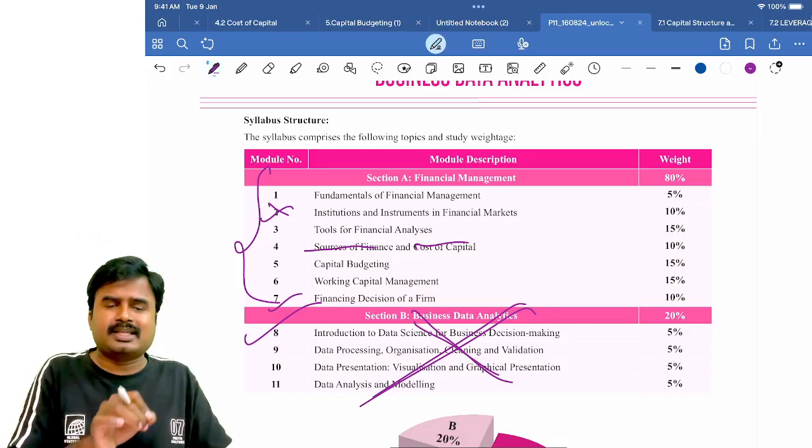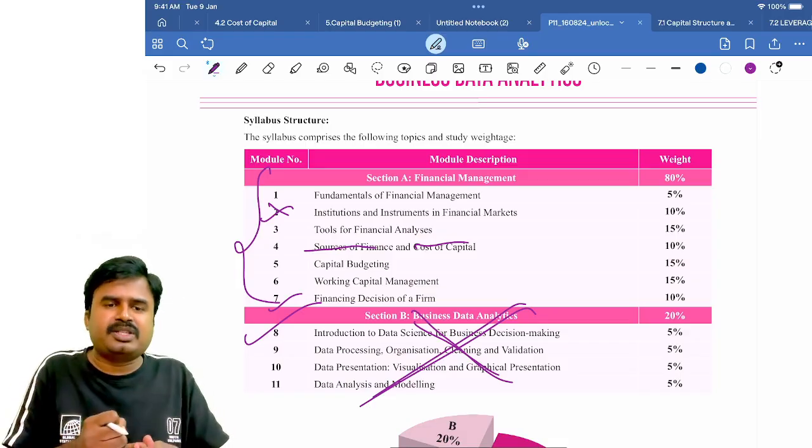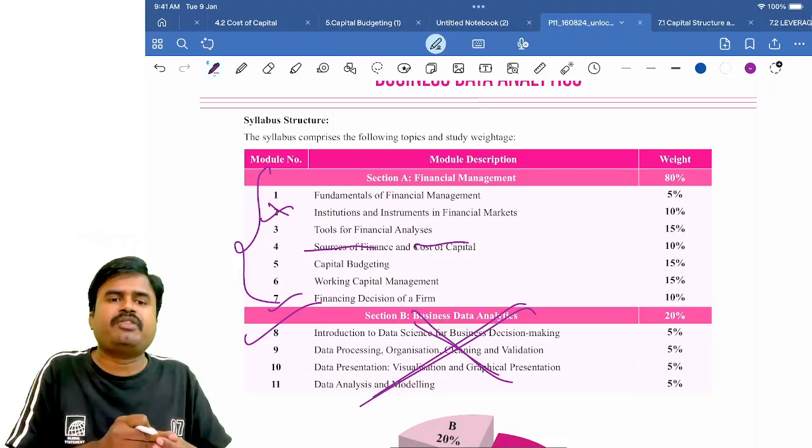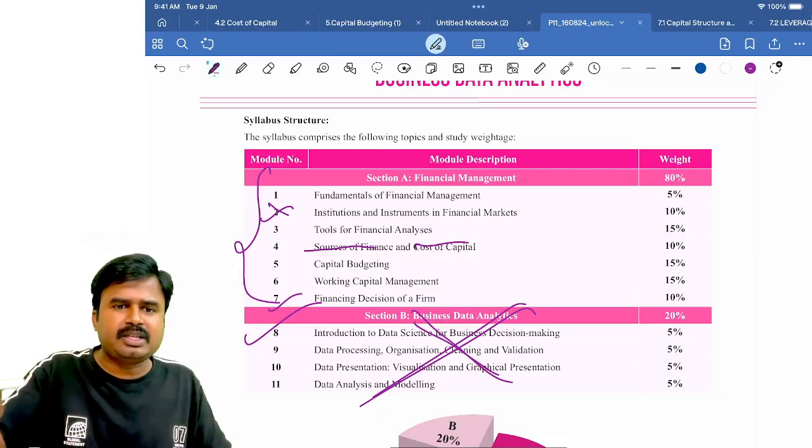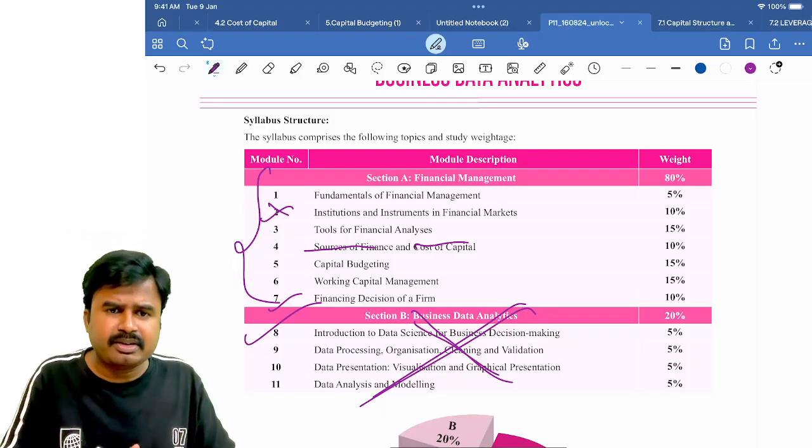Literally you're ignoring business data analytics, and all the theory topics in the financial management paper, and you're going to attempt 90 plus marks to get 80 plus. And if you want to escape a few chapters like capital structure, dividend decisions and cost of capital, then you can attempt 75 to 78 marks. By that you can get 60 plus marks.